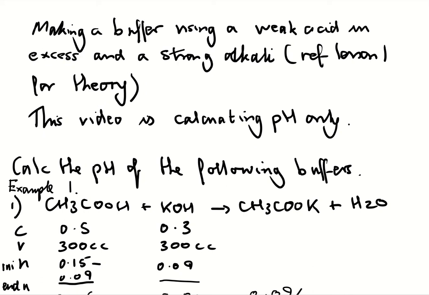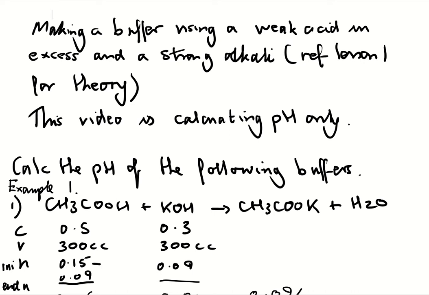Okay, so this, guys, is the fourth video dealing with acid-base equilibrium. Three of them have dealt with buffers, one of them with strong acids and strong alkalis, calculating the pH of that mixture. Okay, so this is how to calculate the pH of a buffer made by method number 2 of making a buffer.